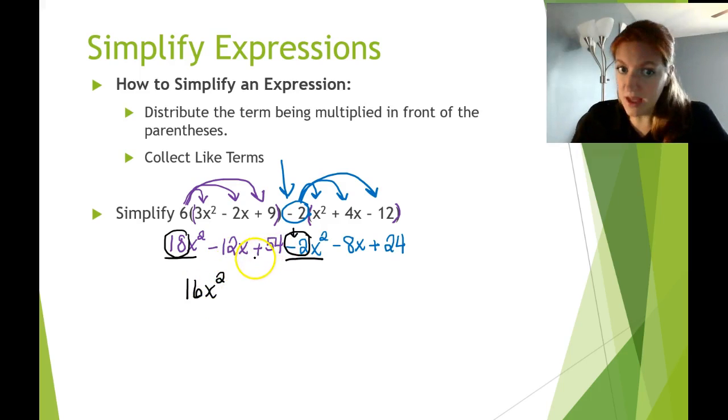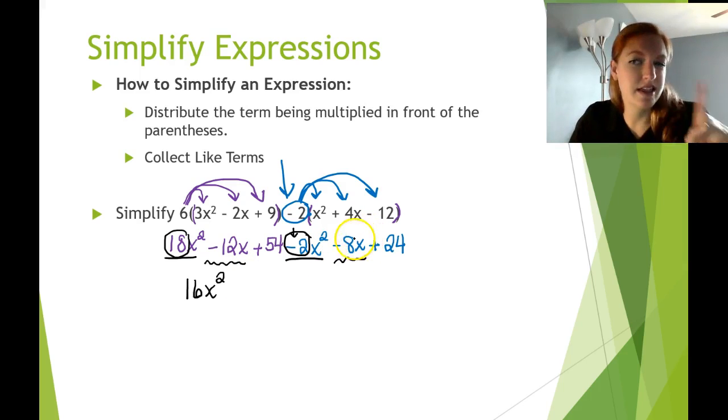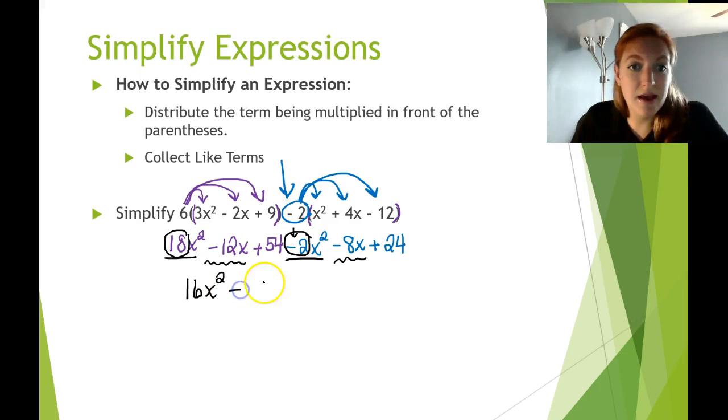Okay. Now let's move on to the x's. The x's have the same variable and the same exponent. The exponent's 1 in case you're wondering. So this is minus 12x minus 8x. I should say negative 12x minus 8x. Two negatives being brought together makes it a larger negative. My bank account is just getting more negative. Sad face. So that's going to be negative 20x.